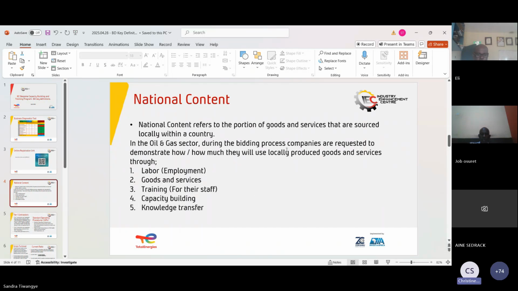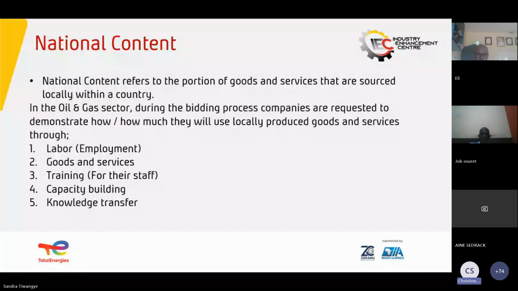All right, so what's national content? We are putting the slide in full mode. National content refers to the portion of goods and services that are sourced locally within a country. Within the context of oil and gas, each time you submit a bid, it is required that you submit along a national content plan. This plan details how you plan to enhance national content development on employment, how you plan to build and employ Ugandan staff, what kind of goods and services.